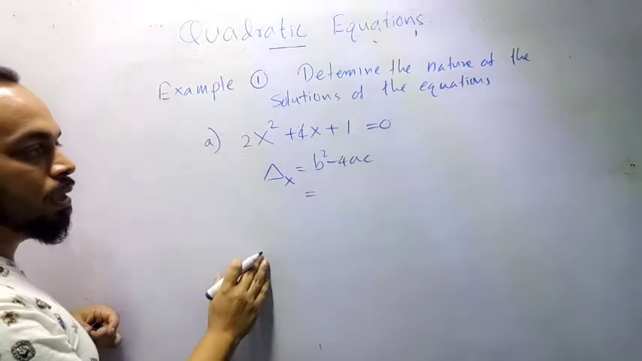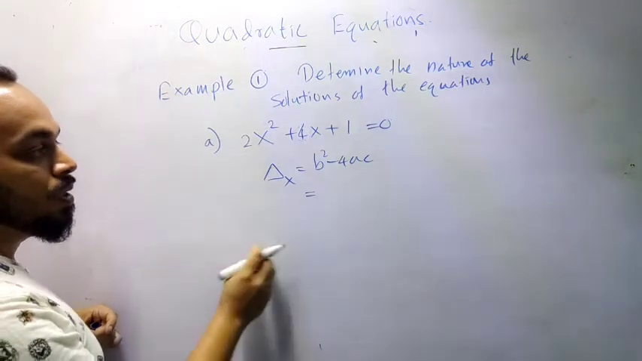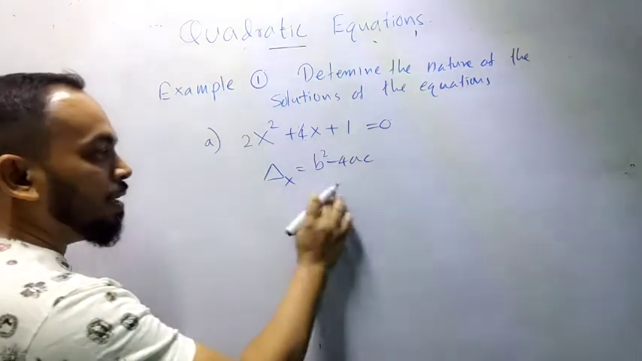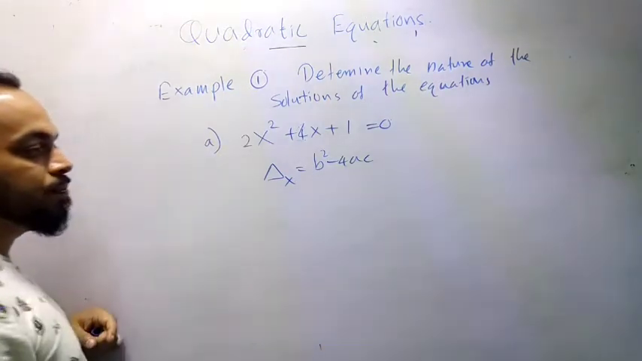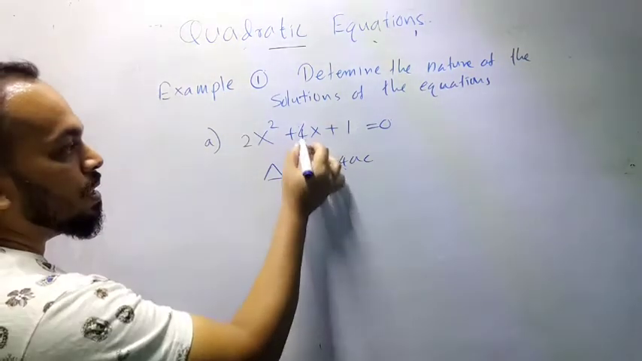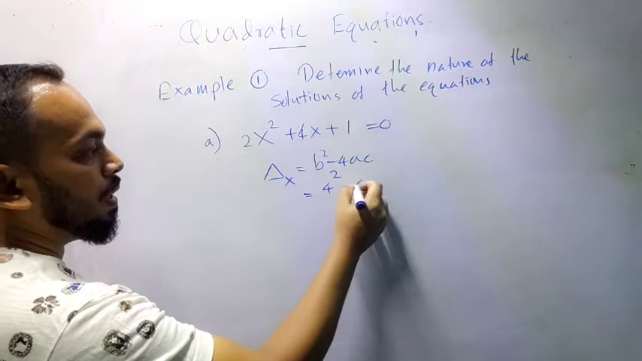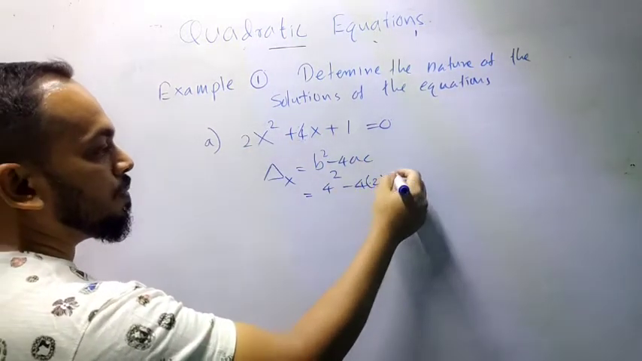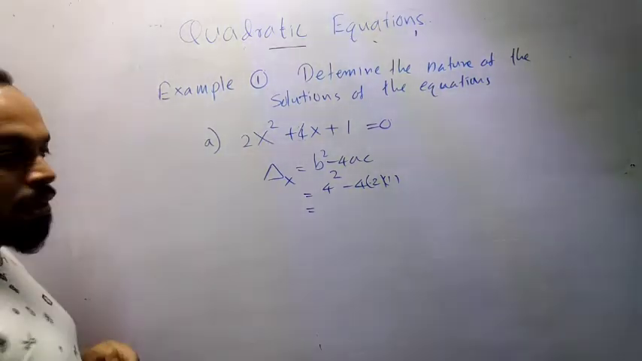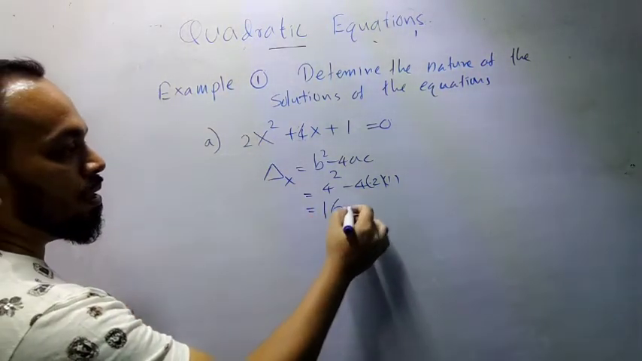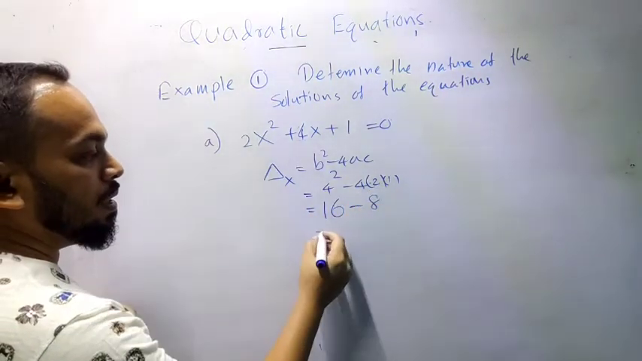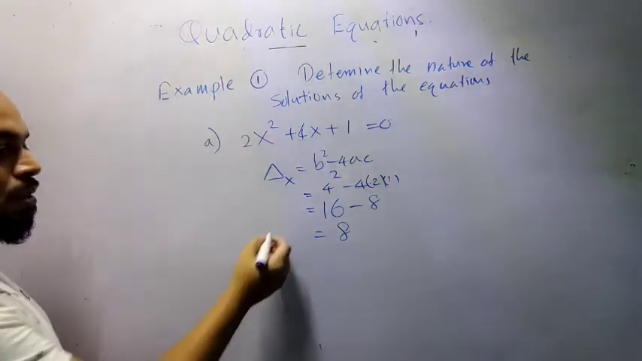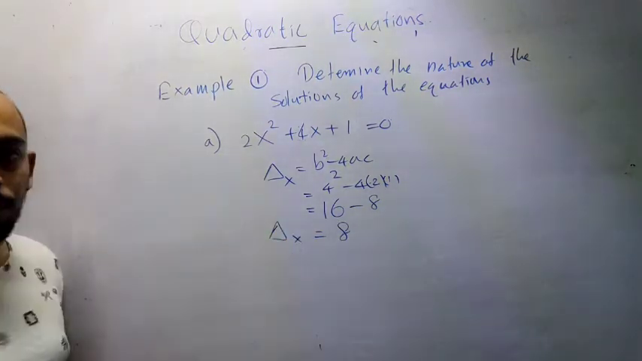We don't know what it is. So we just first find the discriminant. So in this case b is 4, squared, minus 4 into a is 2, c is 1. So what do we get here? 4 squared is 16, minus 8, the answer is 8. So now the discriminant is 8.